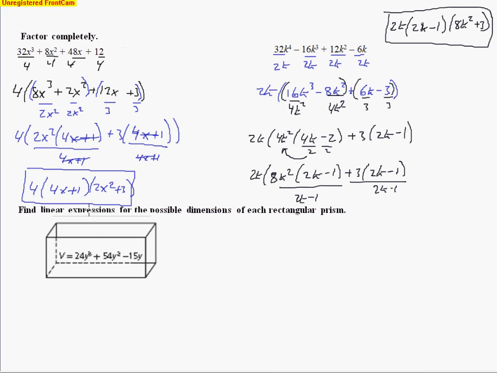It says find the linear expressions for the possible dimensions of the rectangular prism. So we're looking for this side here. Maybe I'll call it, how about the length? Call that the length, and then this like the height and maybe the width. So I'm trying to find these different possible dimensions from this volume here. So first thing I'm going to do is I see a common factor between all these terms. I see 3y goes into every single one of these terms.